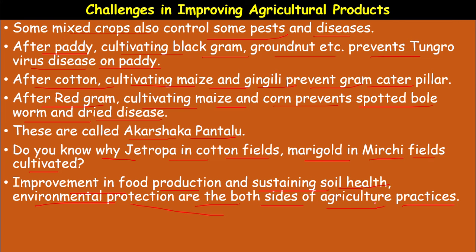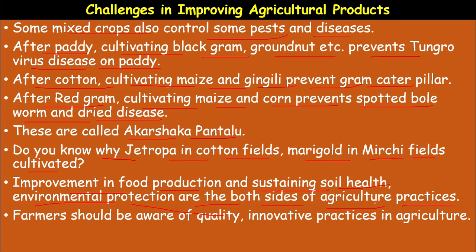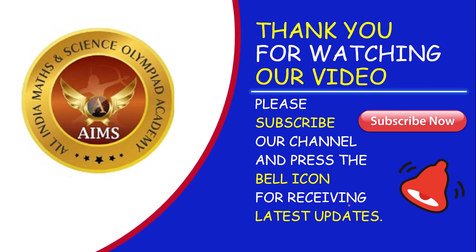Wrong methods of agriculture may not only harm the soil, they affect the environment. The farmer should be aware of quality, innovative practices in agriculture, otherwise the farmer has to face loss of yield. So read the book, children.